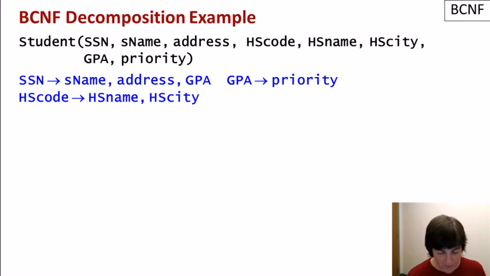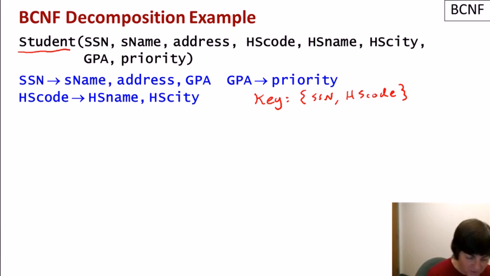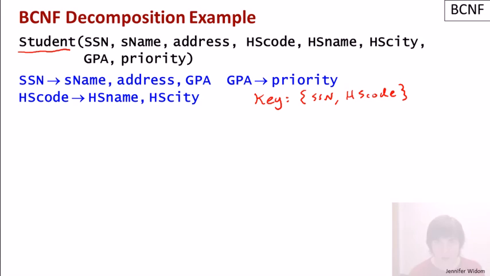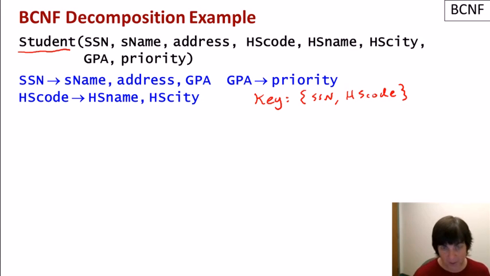This is our same example, although squished to give me more space to write. And as a reminder, in this example, we've computed a couple of times that the key, given the functional dependencies, is the combination of the Social Security number and the high school code. So our goal is to take the student relation and iteratively break it down into smaller relations until all of the relations are in Boyce-Codd normal form. So let's start the iterative process. We pick some functional dependency that violates Boyce-Codd normal form, and we use it to guide our decomposition.